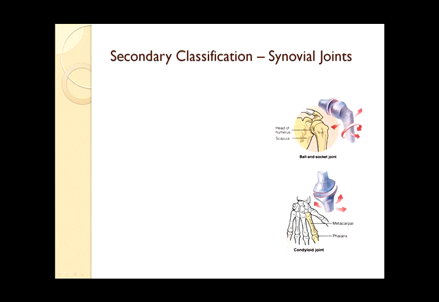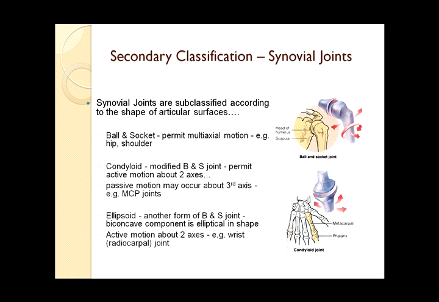Synovial joints have a secondary classification, and the primary secondary classification is according to the shapes of the articular surfaces. Here we can see a ball and socket joint. This is the classic joint, for example the hip joint or the shoulder joint. In a ball and socket joint we have a biconcave socket and a biconvex ball. This type of socket will permit multi-axial movement. So in other words, it permits movement in all three cardinal planes, in flexion and extension, abduction and adduction, and internal and external rotation.